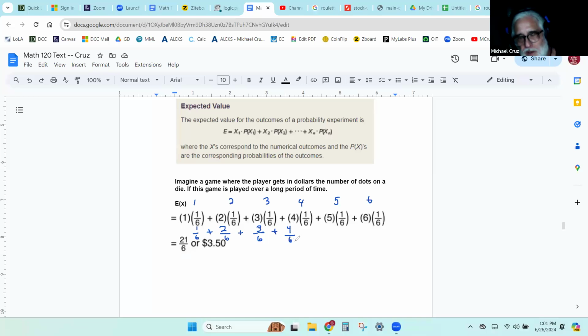And again, this is what I talked about earlier. When you multiply times a whole number, it multiplies the numerator only, because the denominator is 1.